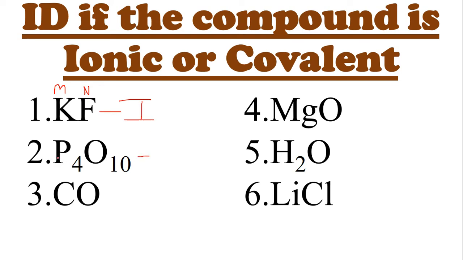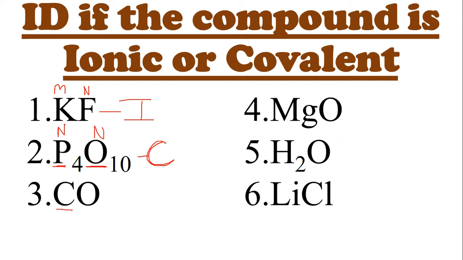All right, let's do this one. We have P, which is phosphorus, that's a non-metal, and O, which is a non-metal as well. When you have two non-metals, that is covalent. So we're just going to write the C. All right, I'll do one more. You're going to pause, try the other three, and then we'll go over it.